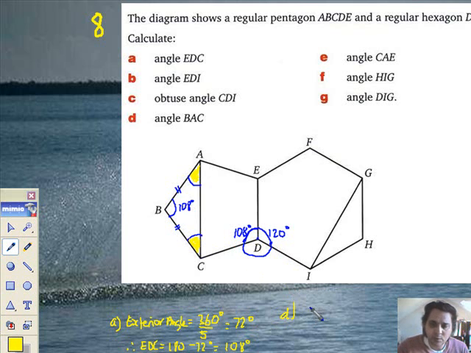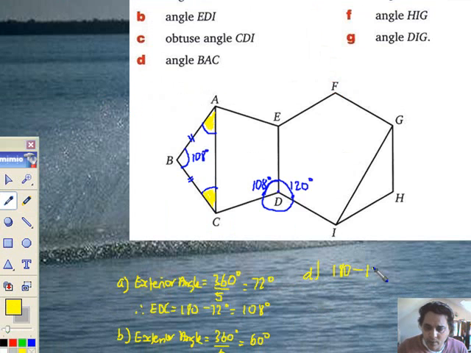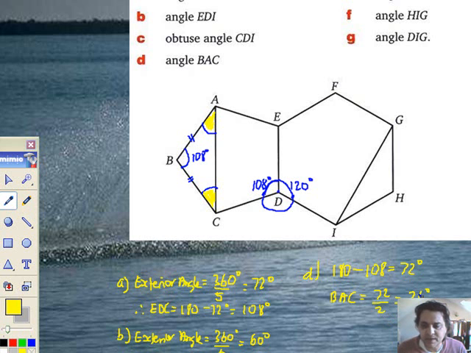So here I go. What have I got? I've got 180 degrees. If I take away my 108 degrees, I will get 72 degrees left over, and I share this out between these two angles. Therefore, angle BAC is 72 divided by 2, which is 36 degrees apiece. Alright, so all that side is done.